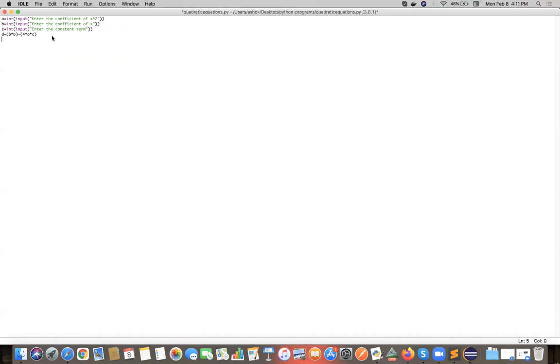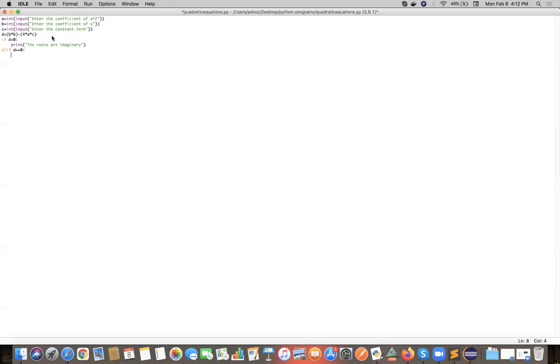Now let's find if d is by any chance less than 0, correct? So there is no use if d is less than 0. When I say no use, there are no roots actually. So you can simply print the roots are imaginary. And if d is equal to 0, so that means what?